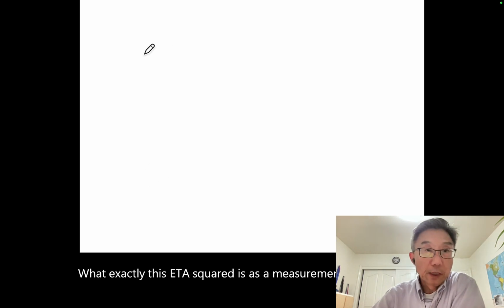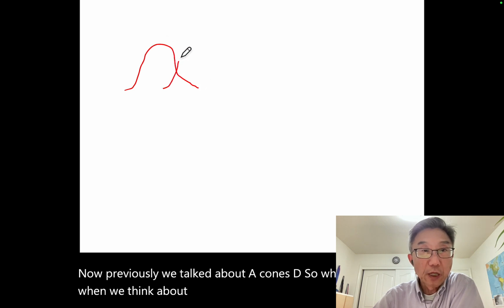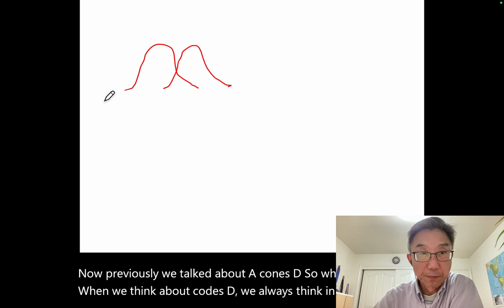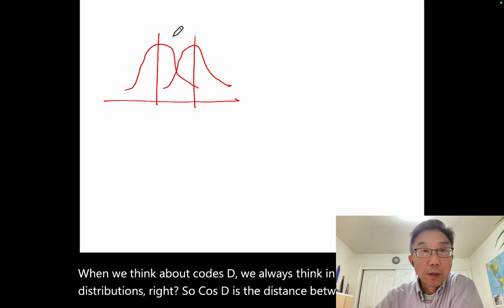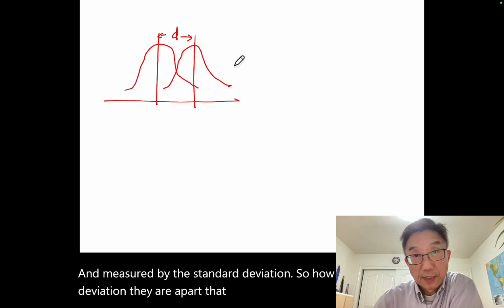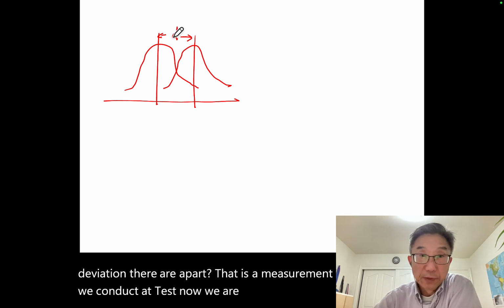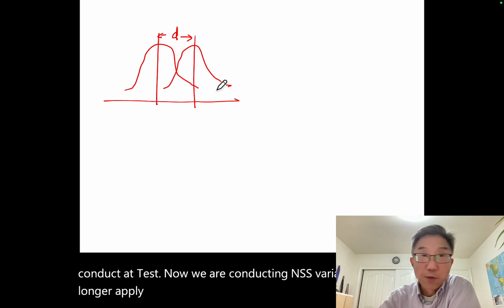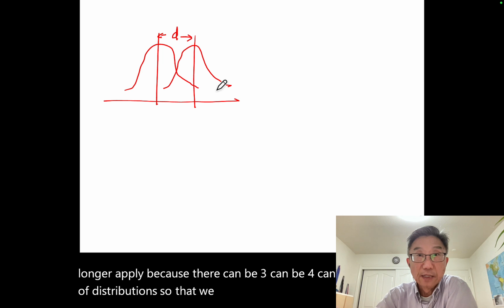Now, previously we talked about Cohen's d. So what is Cohen's d? When we think about Cohen's d, we always think in terms of two distributions, right? So Cohen's d is the distance between these two distributions measured by the standard deviation. So how many standard deviations they are apart. That is a measurement of effect size if we conduct a t-test. Now we are conducting analysis of variance. So this no longer applies because there can be 3, can be 4, can be any number of distributions. So we can't measure effect size in this way.